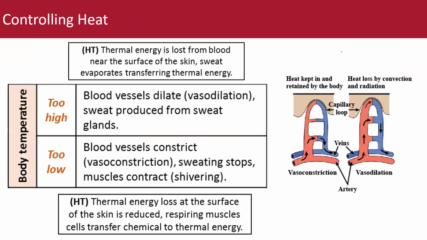Heat. Okay, so body temperature. Again, we've got two systems involved in this. If our body's temperature is too high, we do vasodilation. Think about it: vaso is your vessels, dilation means get bigger. So vasodilation means the little capillaries underneath your skin get bigger. When they get bigger, more blood goes in, you go pink in the face, and you can then lose heat by radiation and convection.